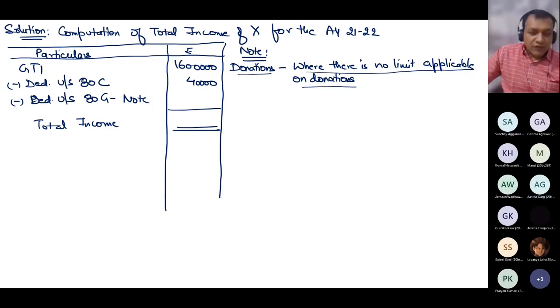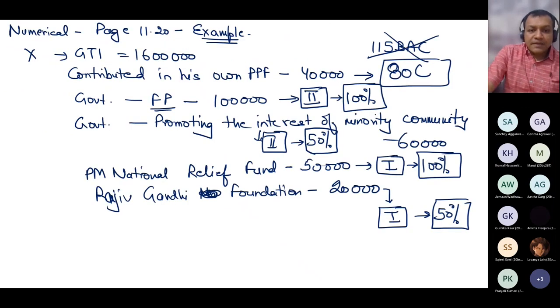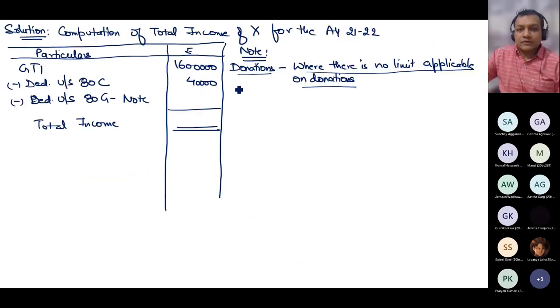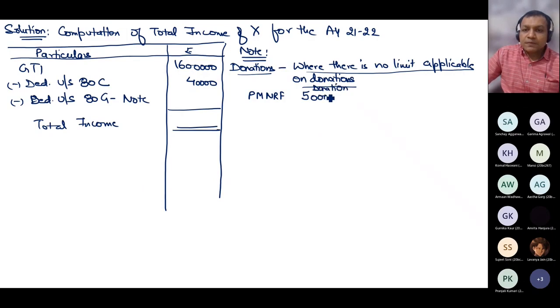Category 1. So which are those? PM National Relief Fund and Rajiv Gandhi Foundation. So write the name, PM National Relief Fund. How much is the donation? 50,000. So this is the donation. Then Rajiv Gandhi Foundation. Amount was 20,000. It is the donation.